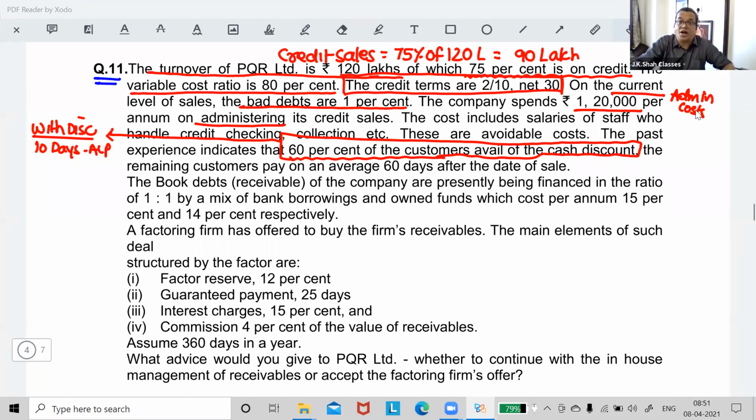But see, remaining customers are like typical Indian customers. They say, see, 2 by 10 net 30 is your policy, no? Hell with your policy. Simple. Yes, see, our policy is 2 by 10 net 30. What does 2 by 10 net 30 mean? That if you don't want a discount, you should pay in how many days?